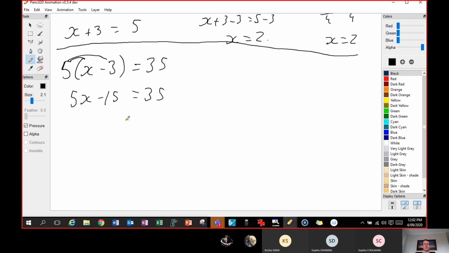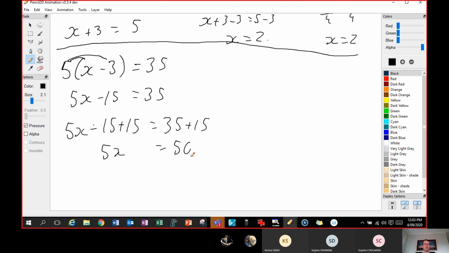Now what I can do is I can just add 15 to both sides because it's take away 15. So I want to make that equal 0. Thanks, Sophia, for that one. You just really want to get it to 0. So to get that to 0, I've got to add 15. But if I add 15 to this side, I've got to add 15 to this side. So it's going to leave me with just 5x, and that will leave me with 50.